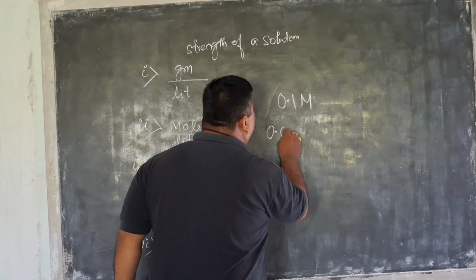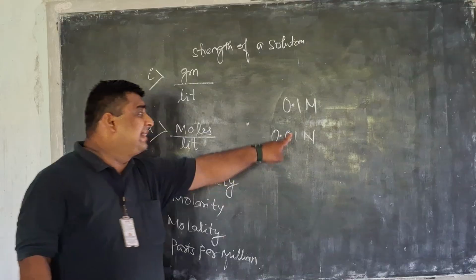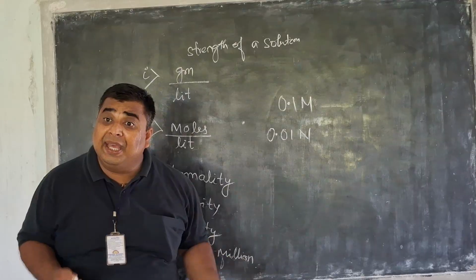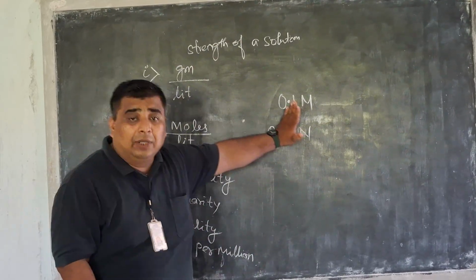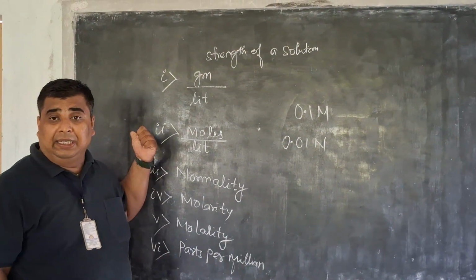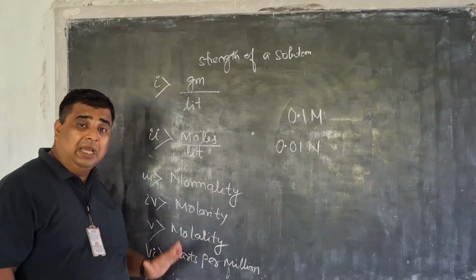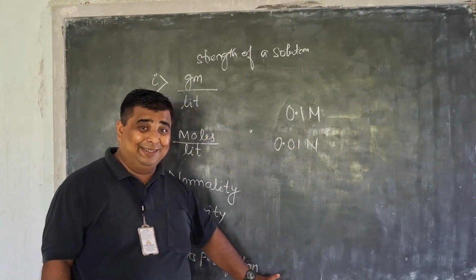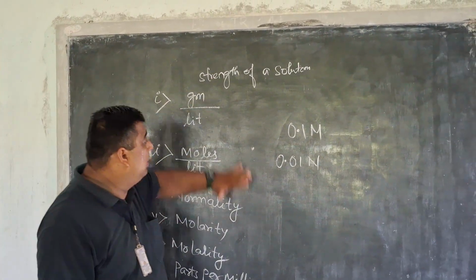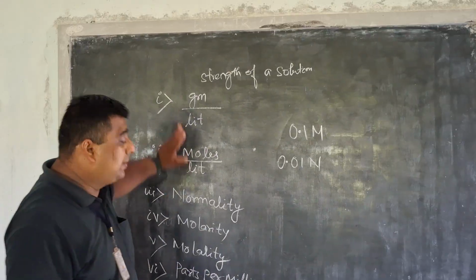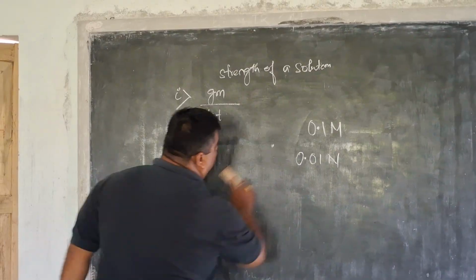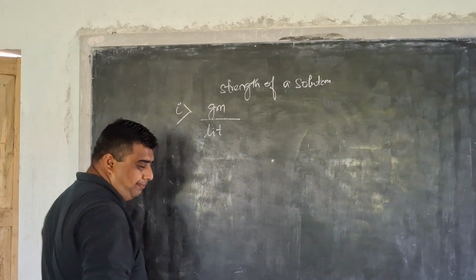Somewhere it is written 0.01 M. N stands for normality. So we can express the concentration of a solution either as molarity, normality, grams per liter, moles per liter, or the last one, which is very important, parts per million. Okay, so I will thoroughly go through them one by one, proceeding in a similar fashion. First one is your gram per liter. See all of you, what is gram per liter?